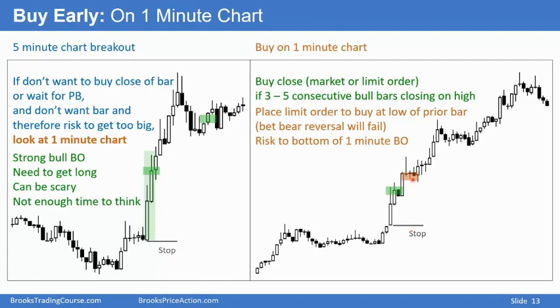I can bet that the reversal down will fail. I can buy with a limit order at the low of this bar, or I can bet the breakout will fail and buy above the high of this bar. The risk probably is to the bottom of this bull breakout. Realistically, most traders would put their stop down here. However, the risk is less than it is over here on the 5-minute chart.